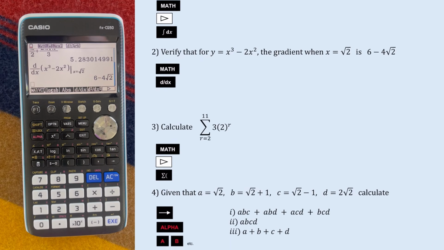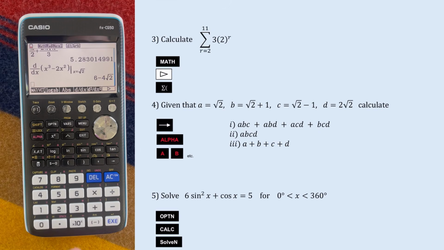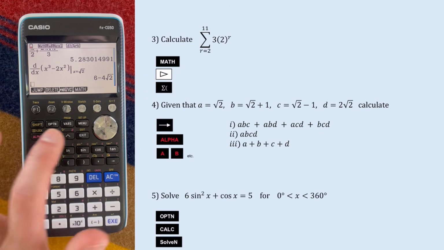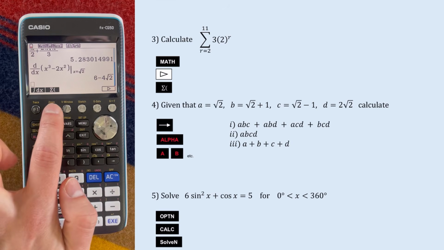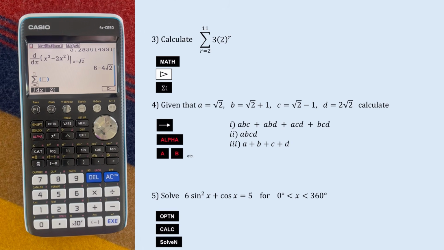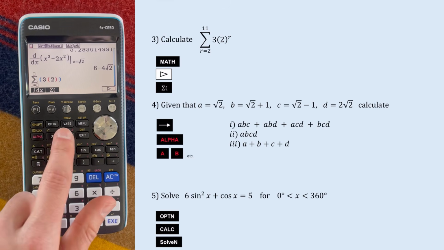Okay, now we're going to have a look at doing something with sigma and the sums of series. So again, we're going to use the math feature. So if it's on this page, you press math. You're going to scroll along and you're going to press the sigma one that you have here. Now it wants it from r equals 2 to 11 of 3, 2 to the power of r. So we're going to do 3 brackets, close the 2 to the power of.